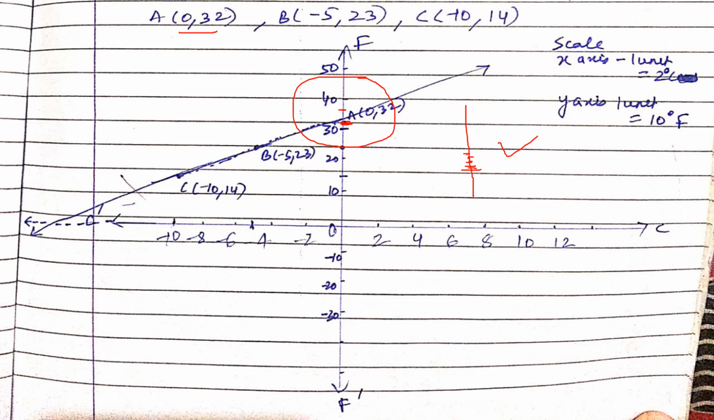This point is 0,32. Similarly, the second point is minus 5,23. So minus 5 on x-axis, minus 2, minus 4, minus 6. In between these two is minus 5 like this, and this is 20, somewhere here is 23. So they both meet on this point. This is our point B. Similarly, the last point C I have drawn like this. Now if I join these, I got a graph like this.